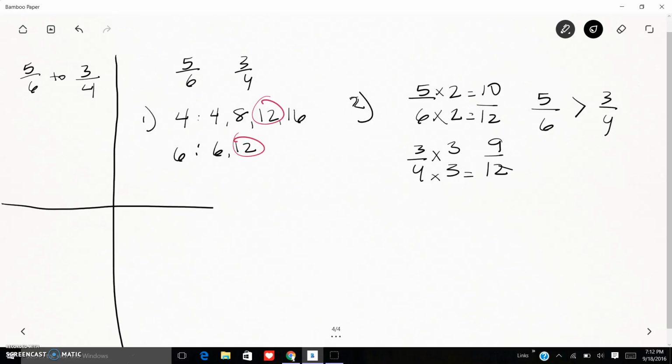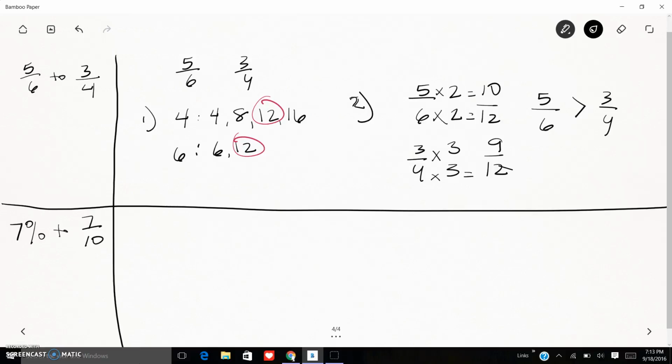All right, let's try something with a percent. I want to compare 7% to 7/10. Okay, I can't compare them because a percent is different than a fraction, so I need to convert one. So I'm going to convert 7% to a fraction because you guys are struggling with that. Percent tells me over 100, so it's just 7 over 100 and 7/10.